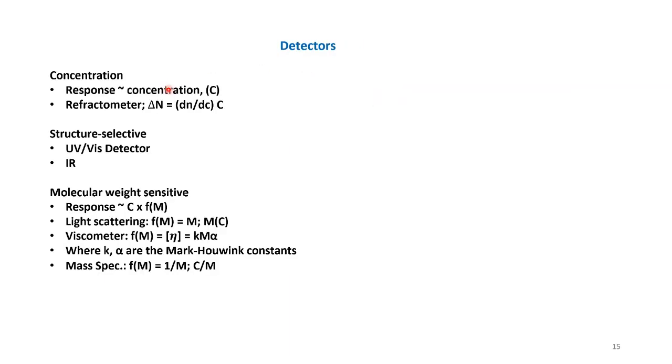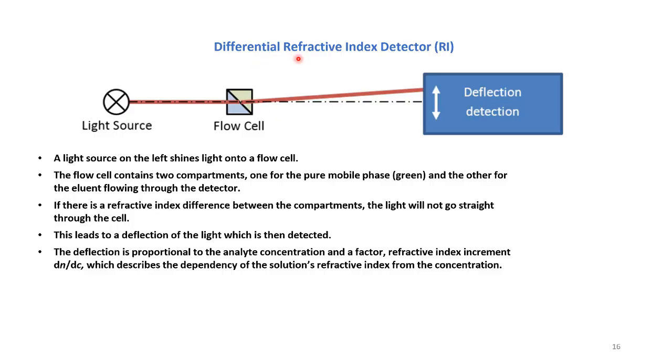So the first one is the refractometer. This is a differential refractive index detector. We have a light source and the flow cell is here. The light passes to the flow cell and it has two components. The green compartment is the pure mobile phase and the other one has the effluent which is flowing to the detector. The light is passing through it and depending upon the refractive index, the light will bend, and then the detector will detect the deflection or the angle at which the light is falling. So depending upon the refractive index of the material, the angle will be different, and that is how we are able to separate the material or components.